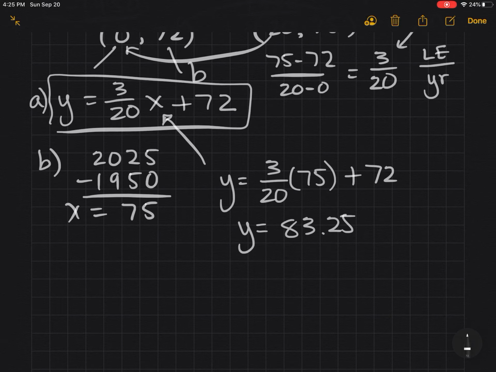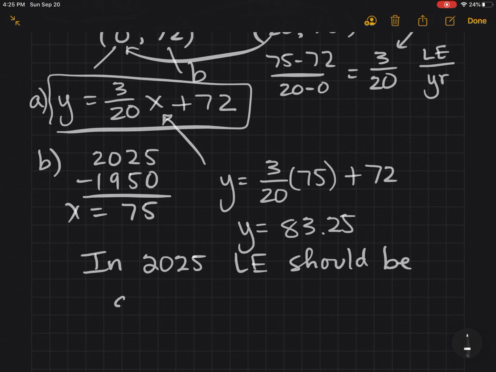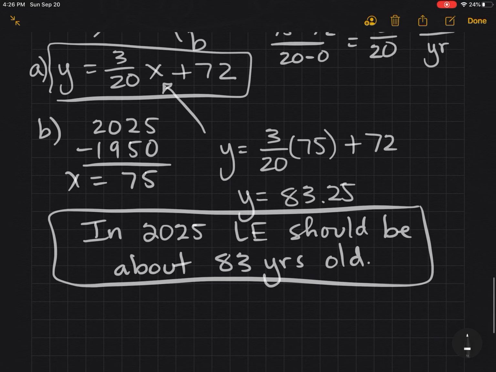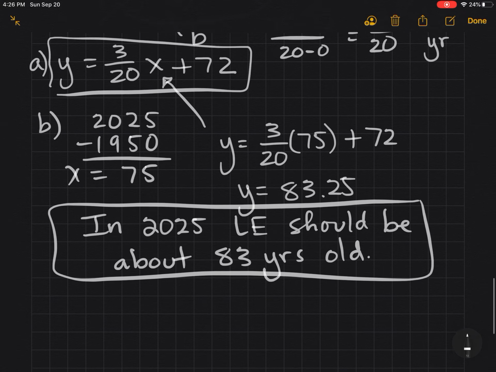Now, we do need to make sure we understand what 83.25 even means. Remember, the original problem was defined as Y is the life expectancy. So in 2025, life expectancy should be about 83 years old. And this model is for women in the United States. Alrighty. Units are mandatory, but a sentence is best.